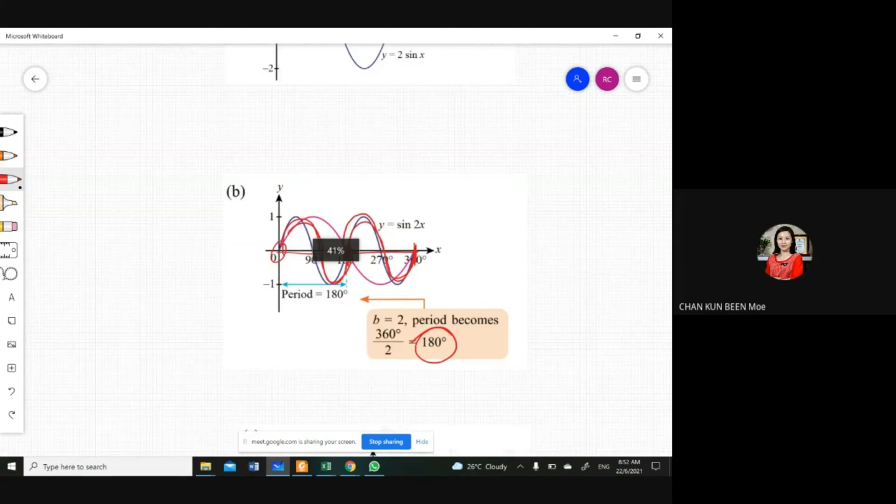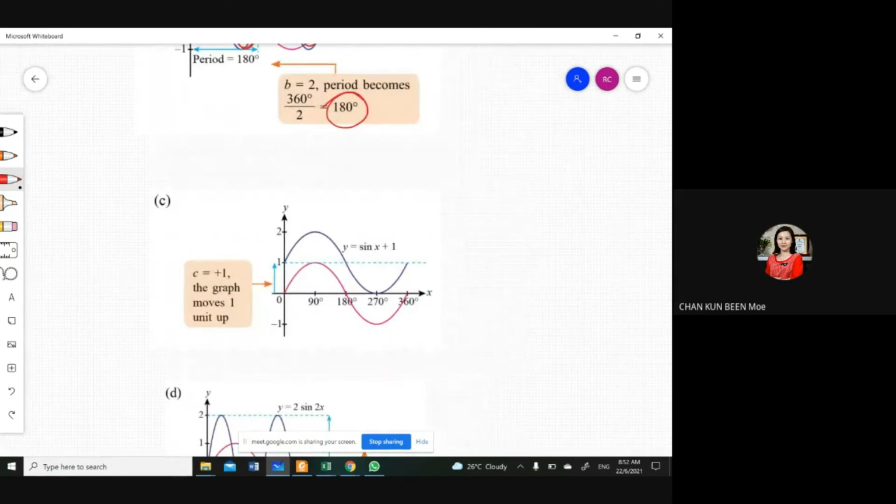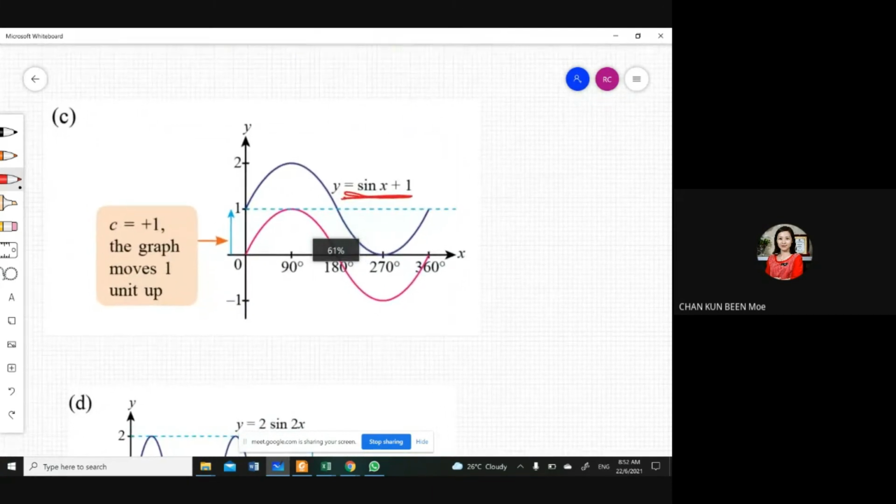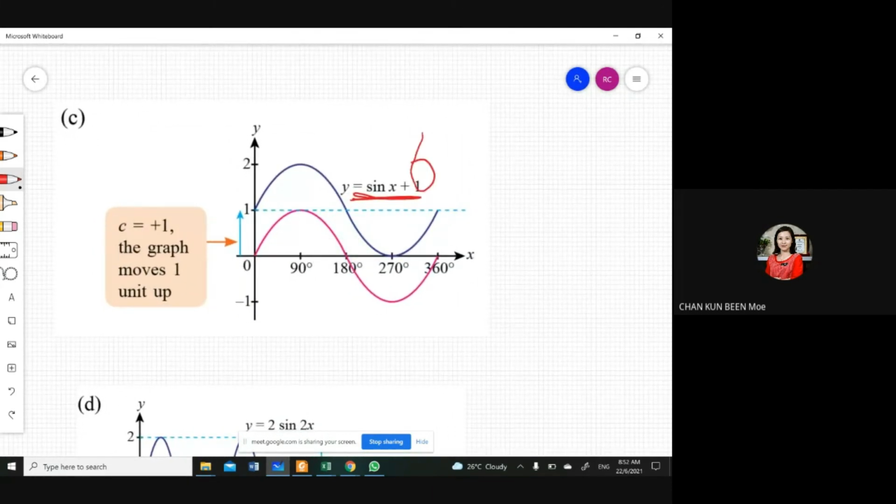Okay, now we look at question c. Question c is y equals sine x plus 1. So when it is sine x plus 1, the only change is on c, the movement of the graph. Originally, it's the one in pink. You just shift the whole thing up 1 unit because it's plus 1 over here. If plus 2, then you have to shift up 2. So it starts from 1 here, and then it falls to the minimum value of 0, and then moves up. It doesn't fall to -1 because you shift the whole thing up.